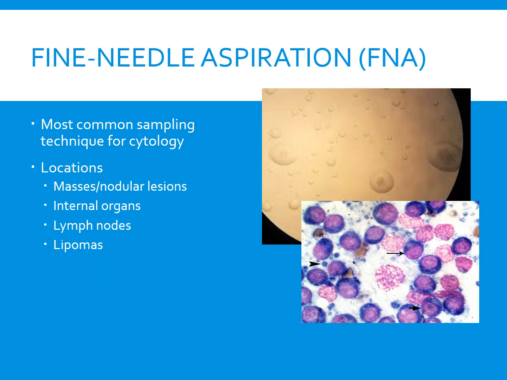The next technique is the FNA, or fine needle aspiration. Your lab procedure book calls them fine needle biopsies, which I find confusing. But to be fair, when we do biopsies with needles, they're much bigger. So this is the most common technique for cytology, and they may be used to collect samples from masses, lymph nodes, nodular lesions, and even internal organs.